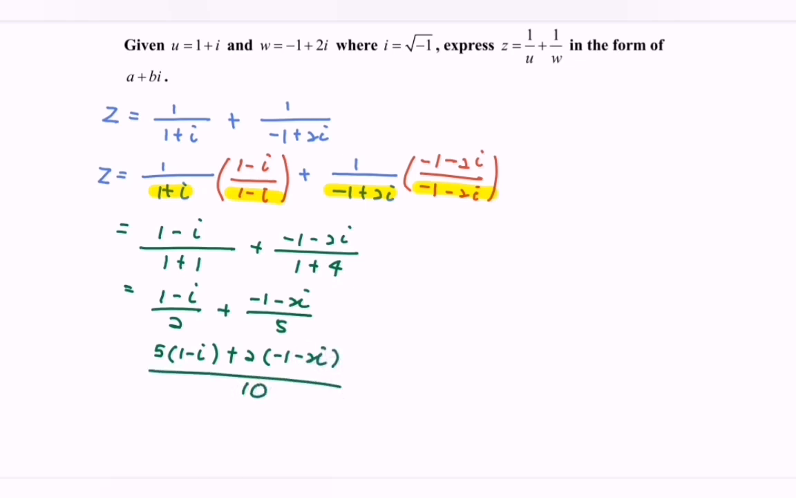Rewrite the situation. We have z, which is equal to 5 minus 5i and then negative 2 minus 4i over 10. Kindly simplify the situation. Referring to the real part, we have 5 minus 2, automatically we will have 3 over 10. Imaginary part, we have negative 5i, negative 4i, so we have negative 9 over 10 i. So that is what we have, the Cartesian form a plus bi.